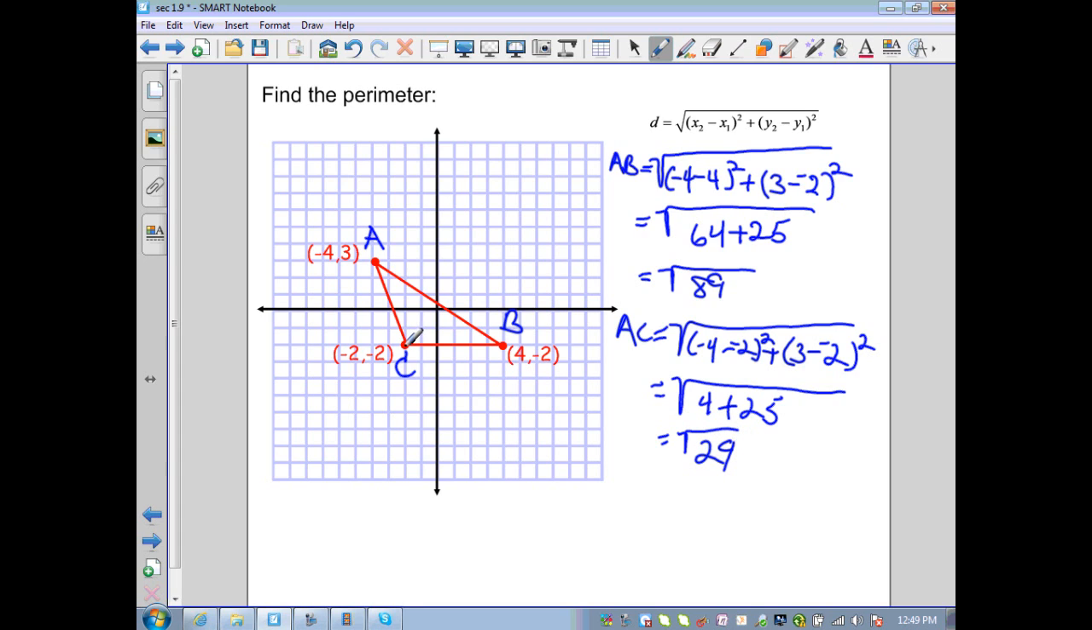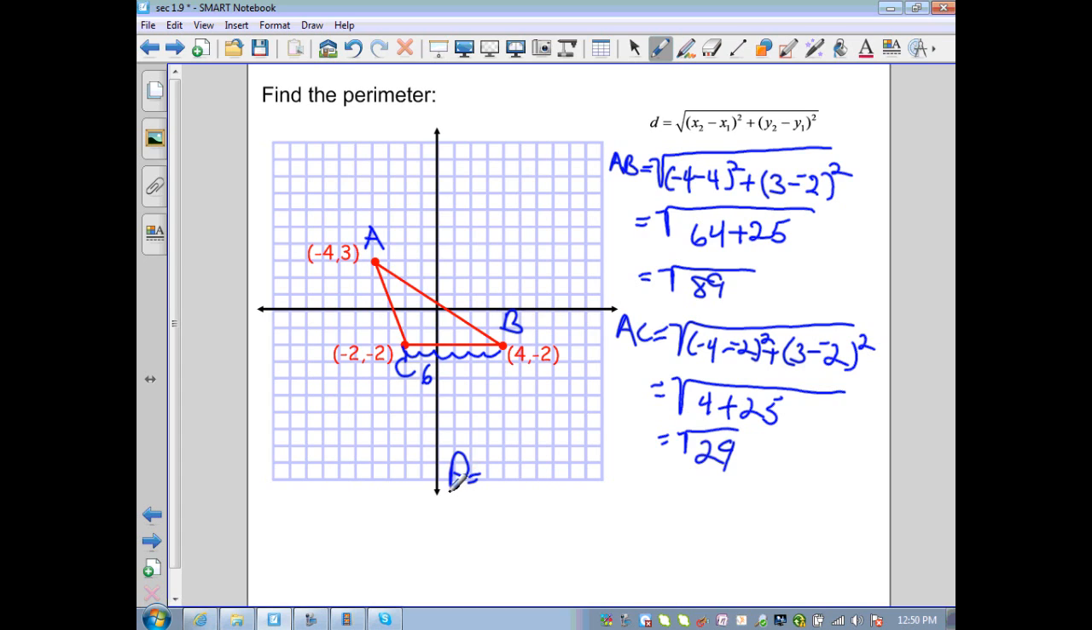And in a coordinate plane, if my segment is horizontal or vertical, all I need to do to determine the length is count the number of units between the two endpoints. I can use the distance formula, but this is a lot easier. So 1, 2, 3, 4, 5, 6. 6 units long for segment CB.